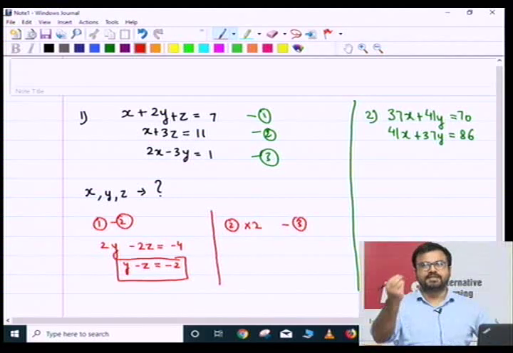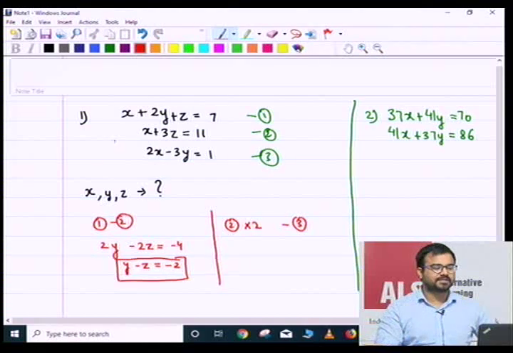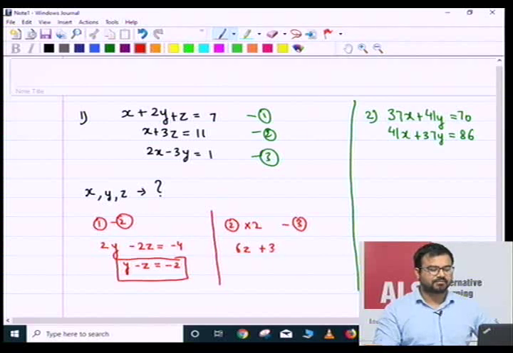If I multiply the second equation by 2, because my aim is to eliminate x, and subtract, x and x will get cancelled out. This will become 6z, and the 3y will remain as it is, so it will become plus 3y, and on the right hand side it will become 22 minus 1, which is 21. Now you can divide this by 3, so 2z plus y is equal to 7. So this is your other equation.